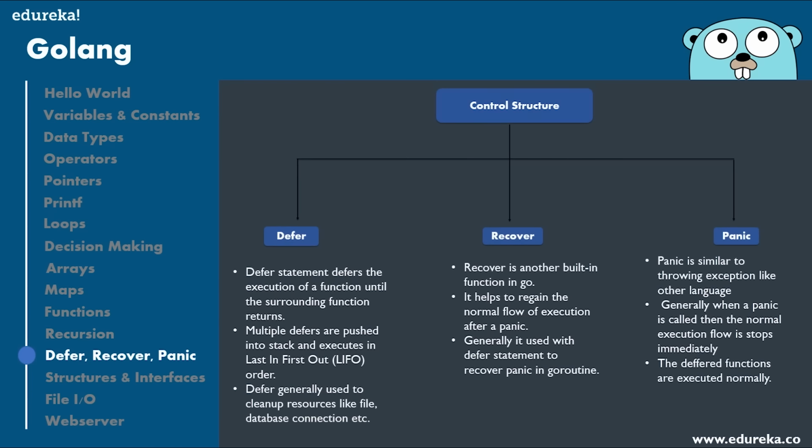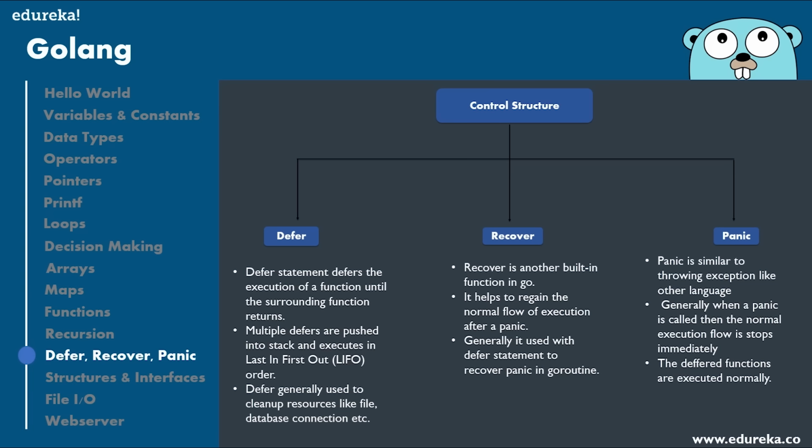Okay, now moving on, we have some Go specific things called control structures. Now these are basically three functions, that is defer, recover, and panic. Now let me just theoretically tell you all, because this is a very Go specific thing. So a defer statement defers the execution of a function until the surrounding function returns. So then multiple defers are pushed into a stack and execute in last in, first out order. Now, defer is generally used to clean up resources like files, databases, and connections.